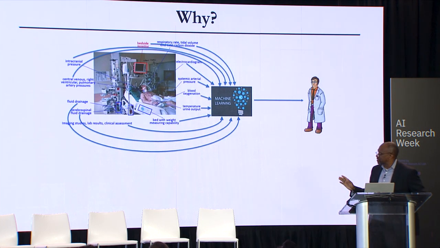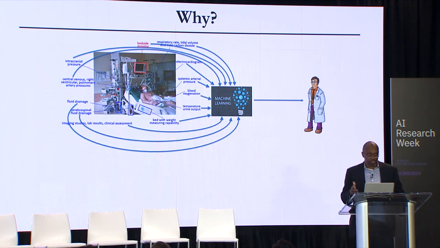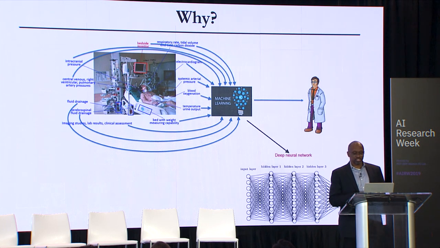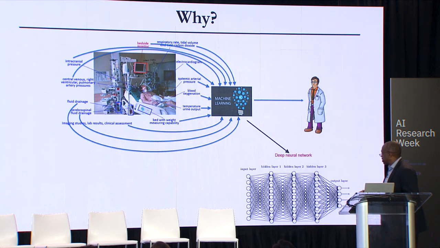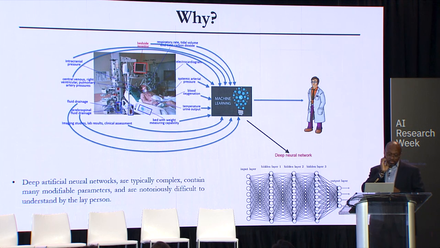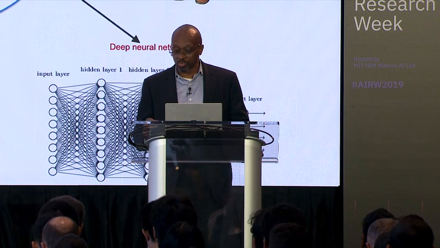Well, returning to this paradigm, you have some very abstract animal that takes all of these signals arising from a patient and hopes to give these data to the clinician so that he or she can use it for clinical decision making. But if you look inside this box, it can be quite complex. It models very complex relationships between input features and outputs that are of clinical interest. At the end of the day, these deep artificial neural networks are typically complex, with many modifiable parameters, and are notoriously difficult to understand by the layperson and to explain to the clinician.